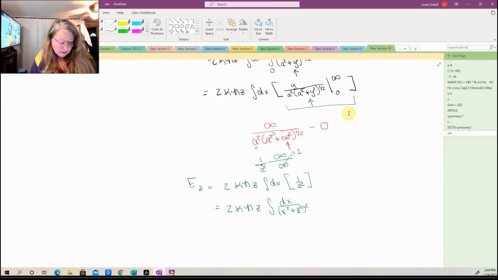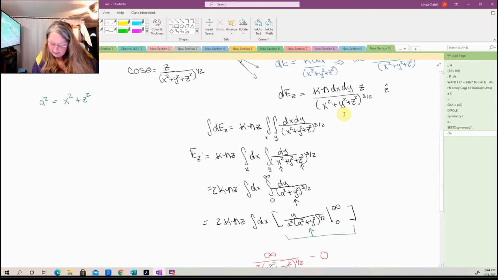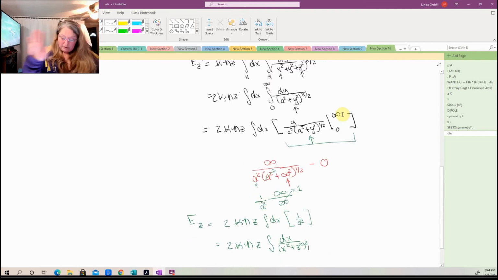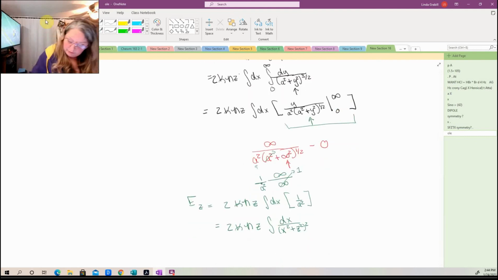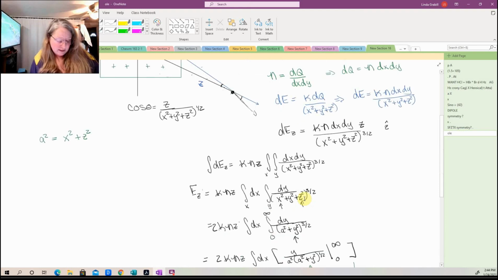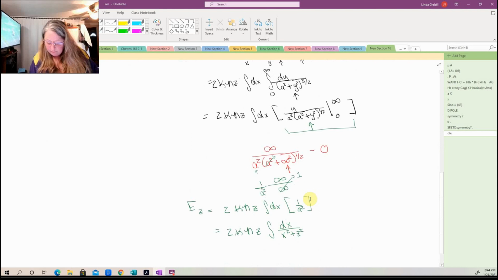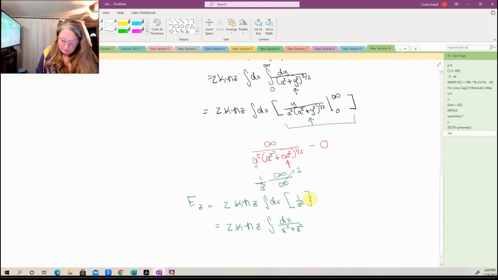I'm sorry, I just realized something. A squared equals that. Check that. I was double squaring something. There we go. So what did I do? When I have 1 over a squared, I've defined a squared as equaling x squared plus z squared, so we're not squaring it. We already know what that equals. Okay, fix the boo-boo.